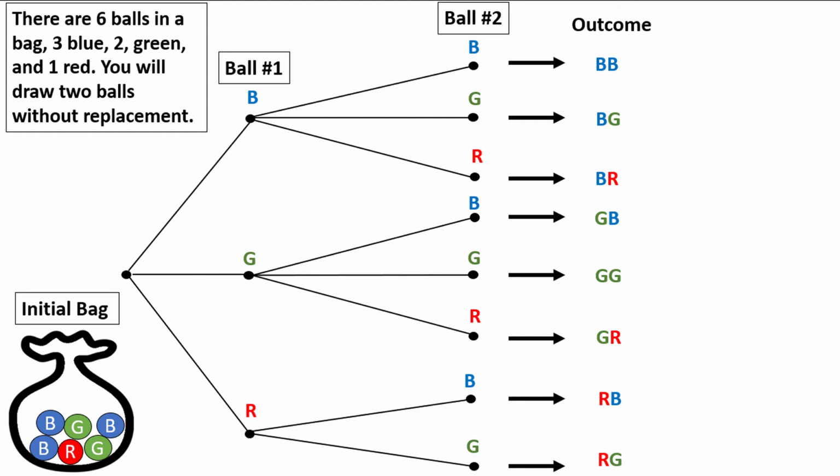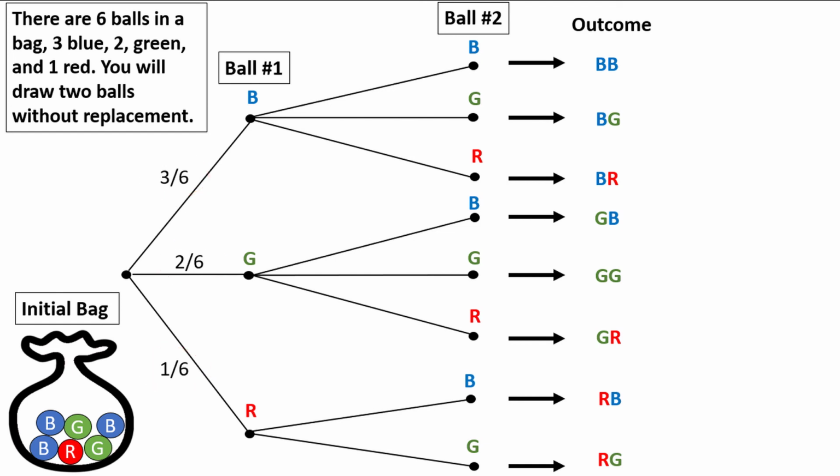On the first draw, there are 3 blues, 2 greens, and 1 red. So there is a 3 out of 6 chance of drawing a blue, a 2 out of 6 chance of drawing a green, and a 1 out of 6 chance of drawing a red. You could reduce these fractions, but I would recommend that you don't, because having a denominator of 6 helps remind us that there are 6 balls in the bag. Also remember that all probabilities from one dot must add up to 1, which they do here. 3 out of 6 plus 2 out of 6 plus 1 out of 6 is 1.